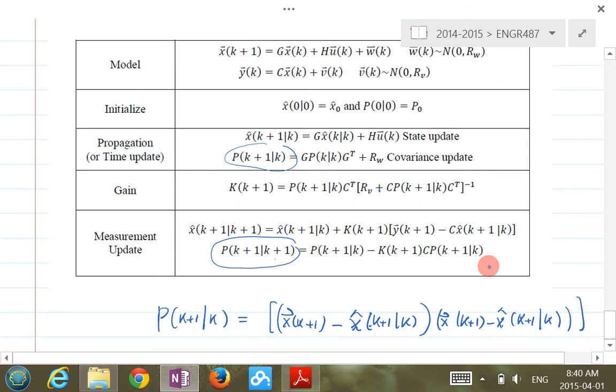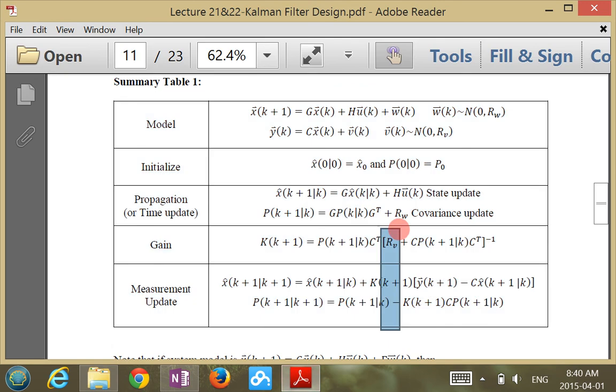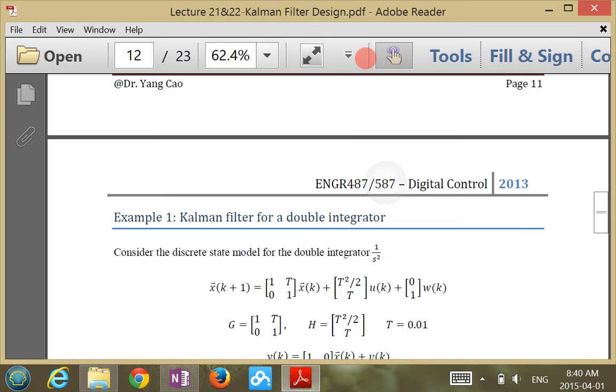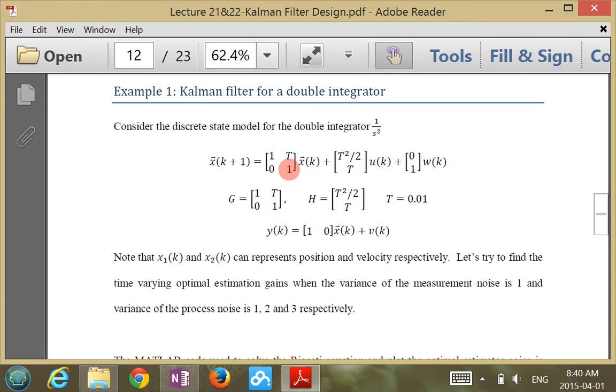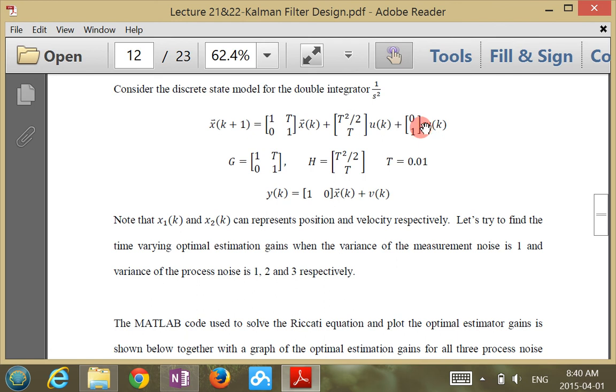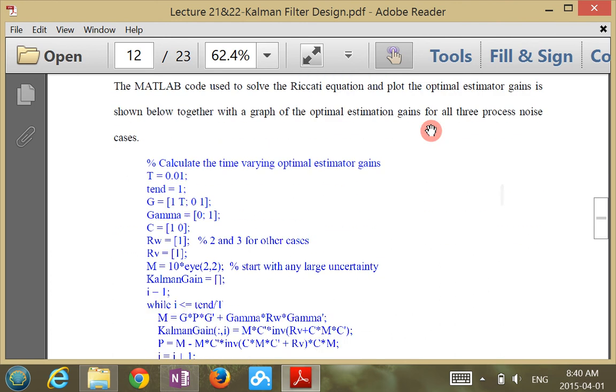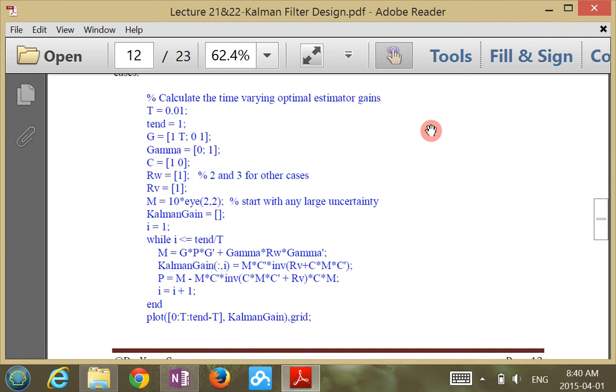I'll show you how simple it is to do the implementation. You can also take a look at the lecture notes here. For example, here's the model for the double integrator, which we have used several times already. Now we insert a certain noise into the system. When it comes to the simulation or calculating the gain, here's the system, initialize RW, and the implementation is these 3 lines of code, which is essentially just what you have in the table.